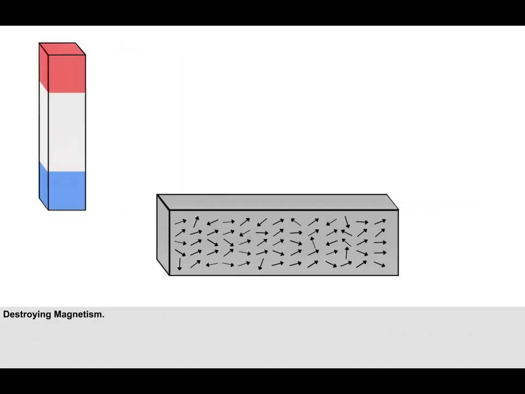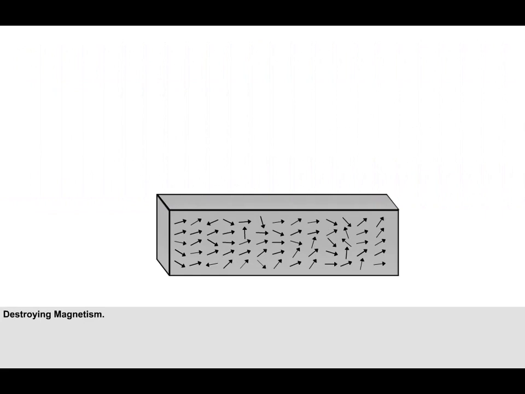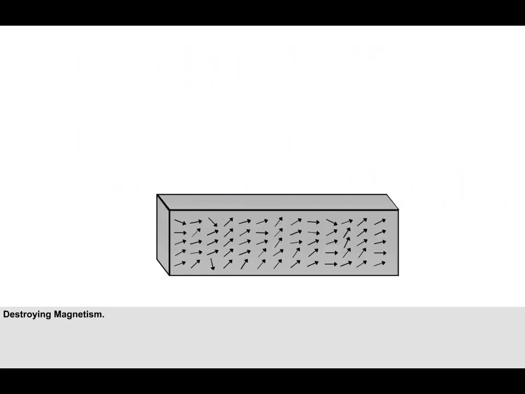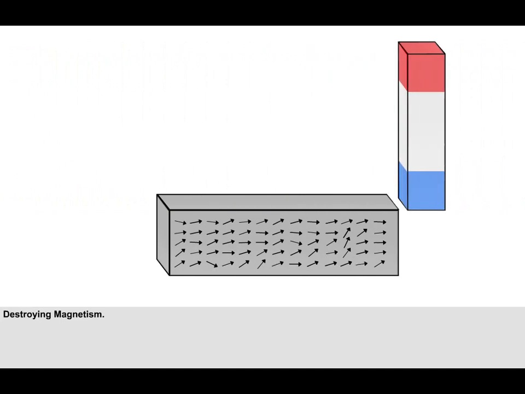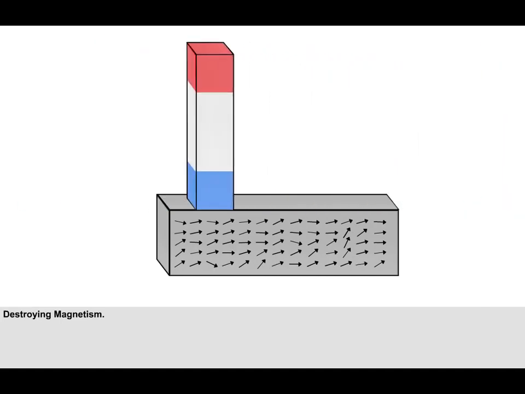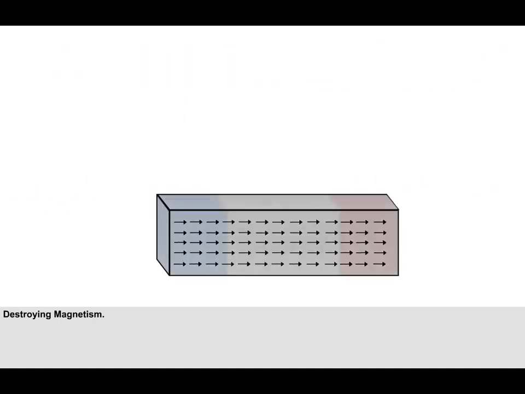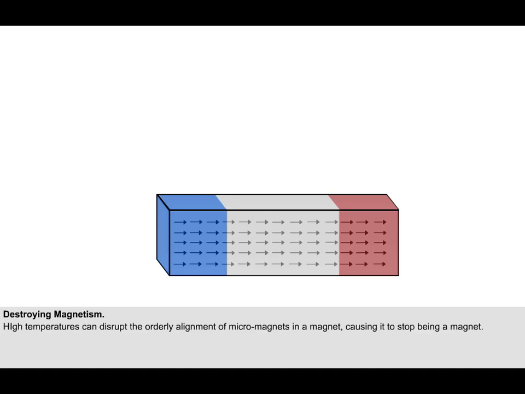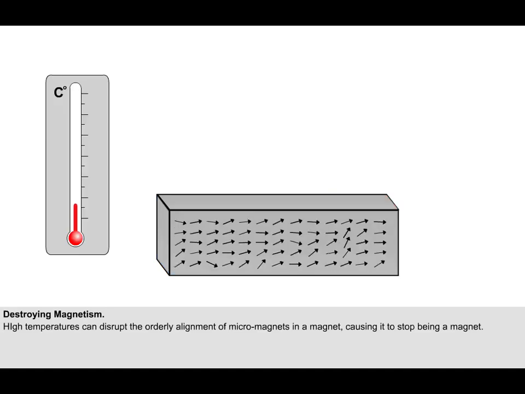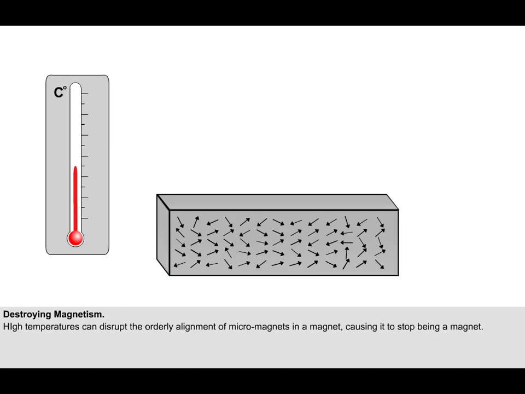You have learned that the internal micromagnets in a ferromagnetic material can be aligned, causing the object to become a magnet. However, this process can be reversed. The alignment of the micromagnets of a magnet can be broken, so that the object is no longer a magnet. The breaking of the alignment of micromagnets can be achieved in a number of ways. High temperatures can disrupt the orderly alignment of the micromagnets in a magnet, causing it to stop being a magnet.